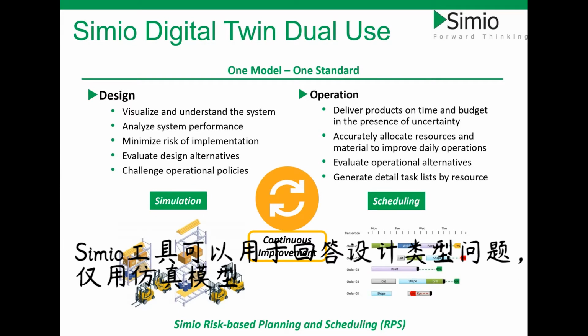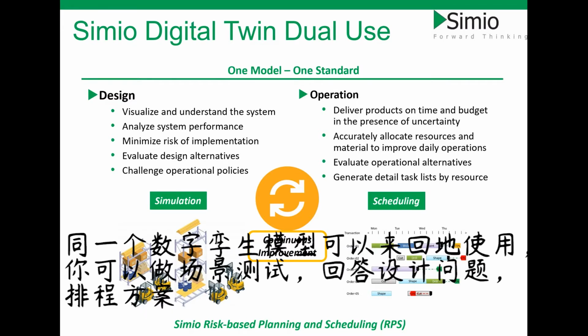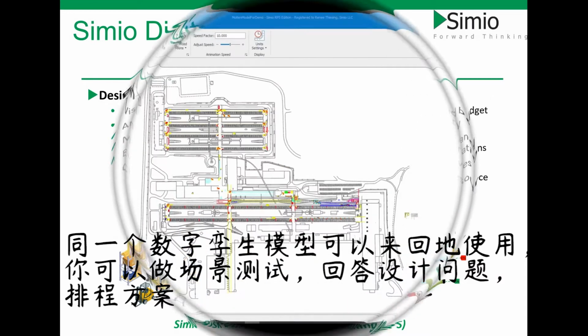The tool can be used to answer the design type questions on the left with a simulation model only. But if the model is built to be used operationally, it can answer the questions on the right-hand side by producing a detailed plan and schedule. The same digital twin can then be used back and forth to answer design questions and do what-if scenarios, while also being used operationally on a day-to-day basis to produce a detailed production schedule.